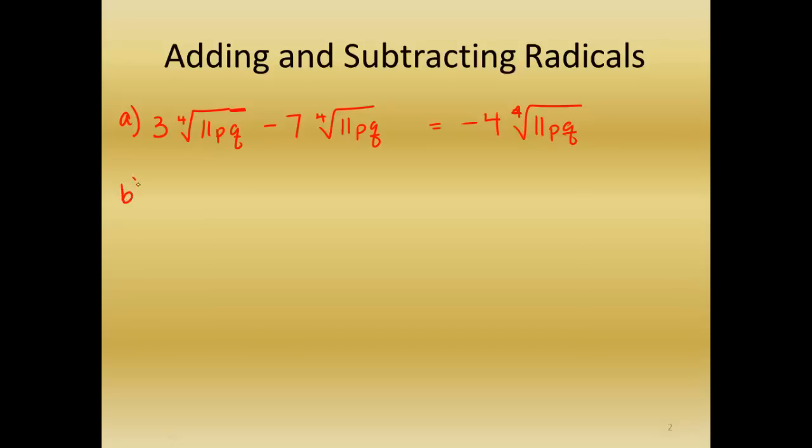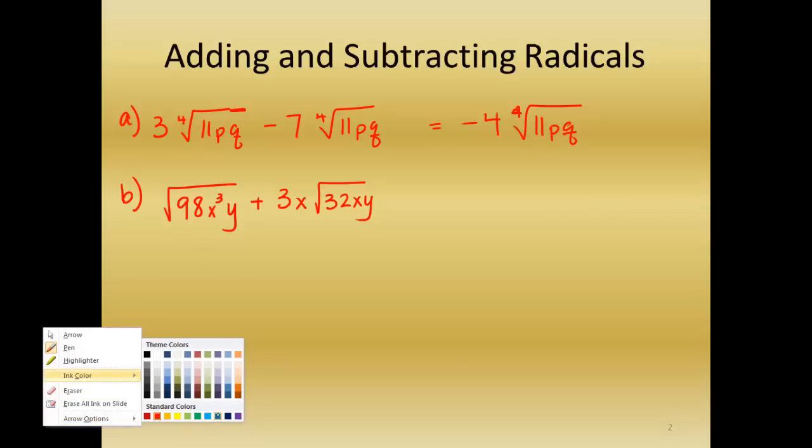Let's try another one. Okay, so example B here, I'm going to go with the square root of 98x to the 3rd y plus 3x times the square root of 32xy. Now, as we look at these right now, the radicands are different, and I will need to see if I can get them to be the same before I'm able to add these together. I'm going to grab a different color here so you can see what we're going to do in the next step.